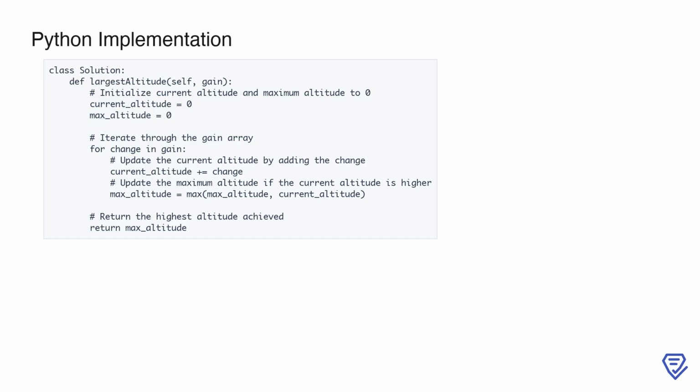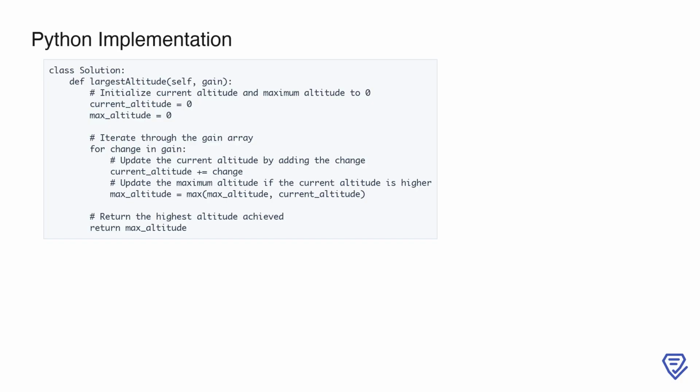The implementation starts by defining the function largest altitude within a solution class. It takes one parameter, gain, which represents an integer list of altitude changes at each step. 1. Initialization: two variables are initialized. Current_altitude is set to 0. It represents the current altitude during the journey, starting at the ground level. Max_altitude is also set to 0. It keeps track of the highest altitude reached so far, which initially is the starting altitude.